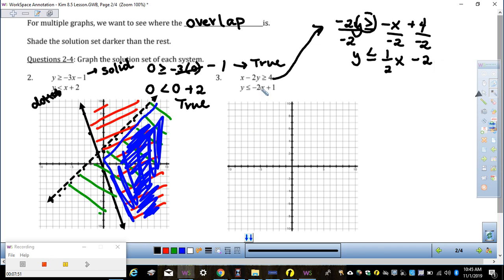In this example, both of the lines are going to be solid, so we don't need to worry about switching between the two. I'm just going to go ahead and plot my y-intercept at negative 2. This one we're going up 1 over 2, and if I go down 1, I'm going to move to the left 2. All right. Now for our line, I'm going to go ahead and switch this back to a solid line. Nice flat slope here.